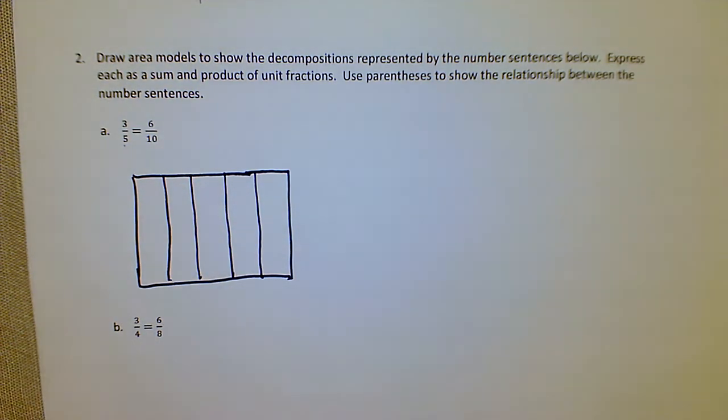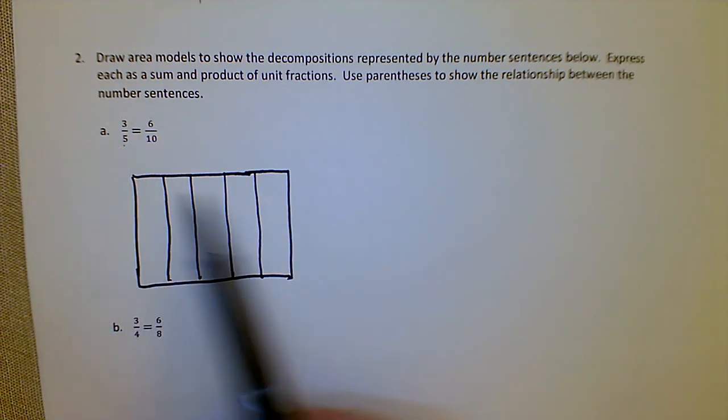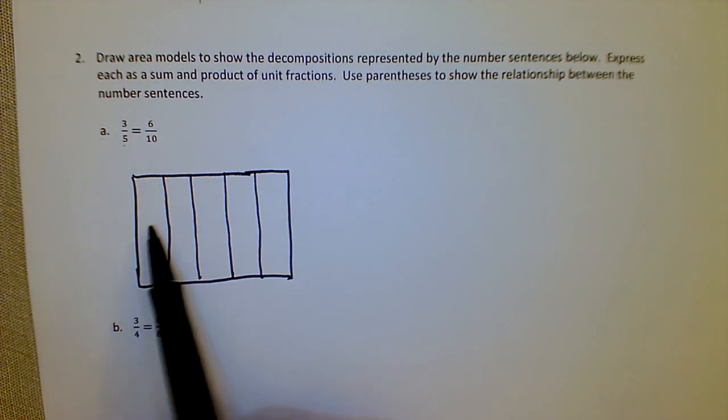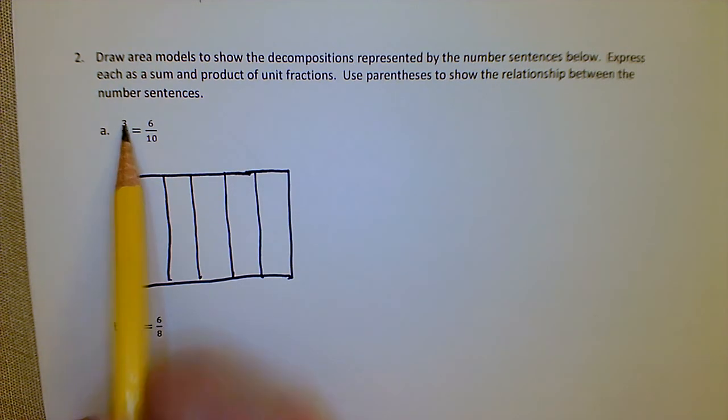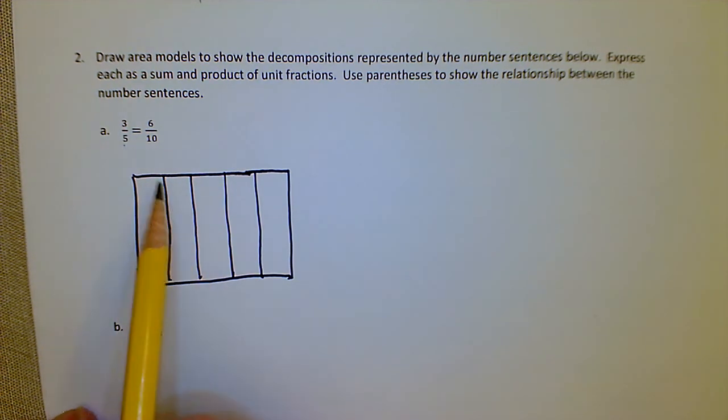All right, I'm going to take that. That's pretty good. Now that covers my denominator. My denominator is the number of pieces that make up the whole. I have 5: 1, 2, 3, 4, 5. Now I have to deal with the numerator, and the numerator for this one is 3. So I need to shade in 3 of these pieces.